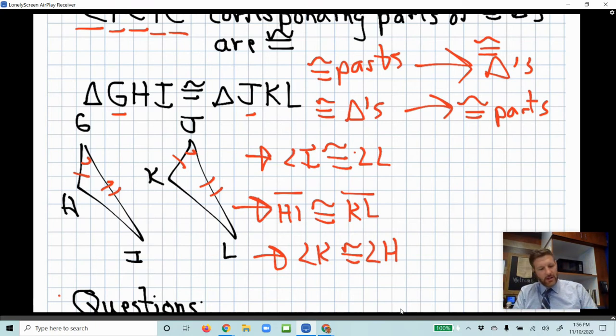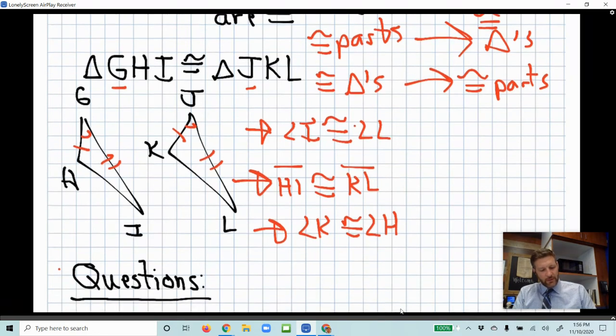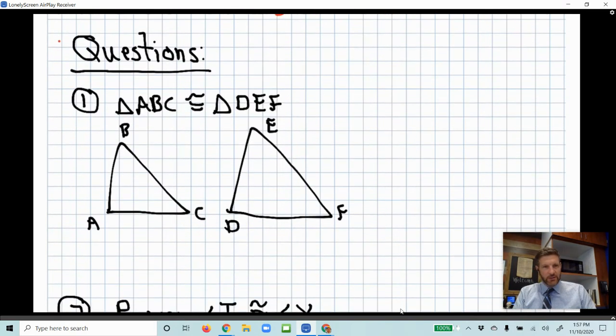Okay, talked about that a long time, trying to get a better feel. Let's look at the questions and flesh this out just a little bit more. 3 questions, including a practice proof. So number 1 says, if you can prove 2 triangles congruent, what does that mean about all the other parts? Okay, like to hammer it home, right?